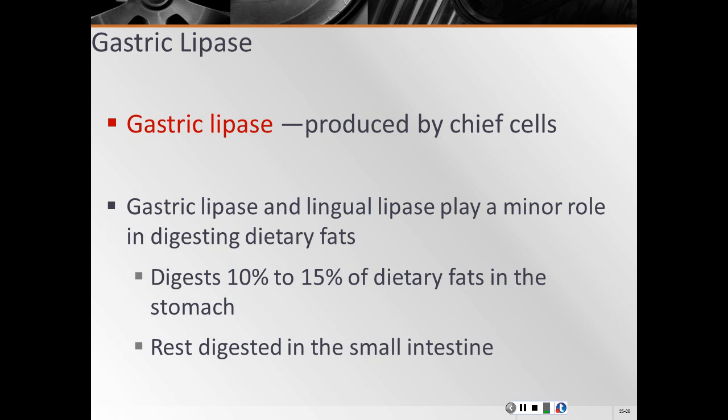So let's look at the gastric lipase. It's from the chief cells, which we mentioned earlier, and along with the lingual lipase, they digest approximately 10% to 15% of the dietary fats.